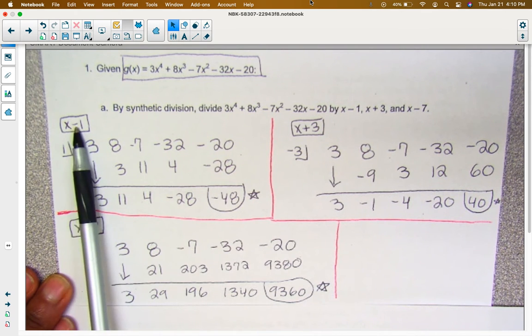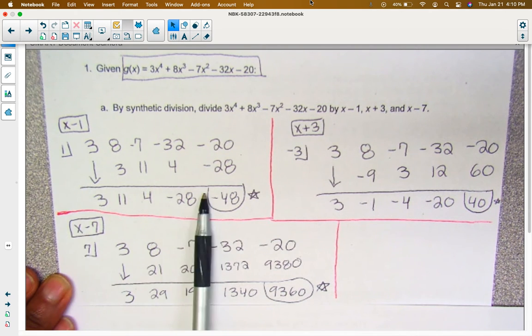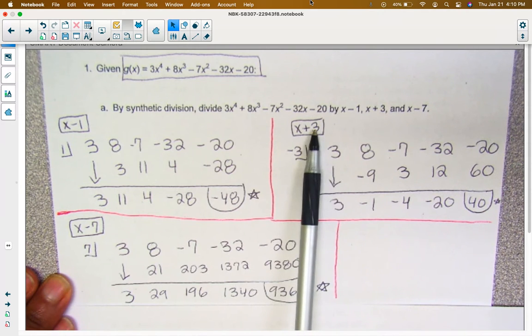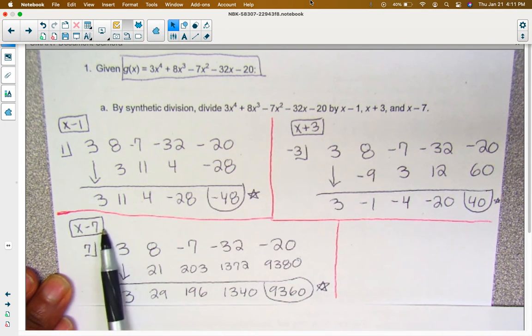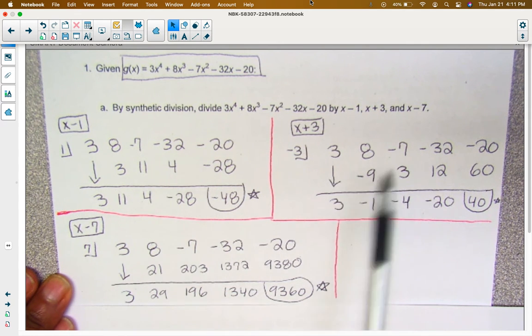I divided by x minus 1. 1 goes in the box. We do our thing. We divide by x plus 3. Negative 3 goes in the box. Do our thing. X minus 7, divide by 7, synthetic division. So now these are our answers when I did synthetic division. I already did that part.